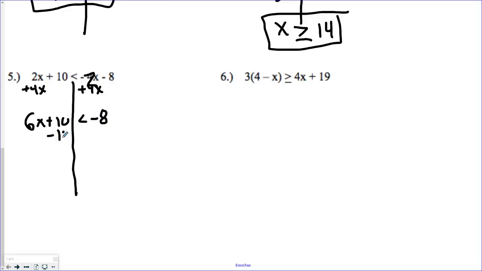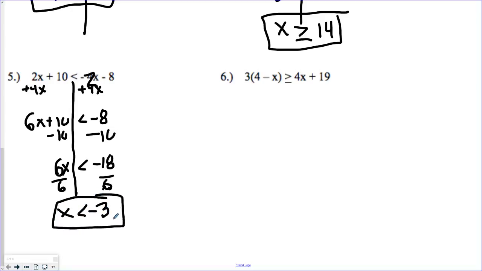So now you're going to subtract 10 from both sides. Again, you don't flip with subtraction. Subtraction is okay. You don't need to flip for that. And then divide by 6. And we get x is less than negative 3. Again, as long as you're dividing by a positive number, it's okay. It doesn't matter if the number there is already negative or not. As long as the number you're dividing by is positive, you're good.